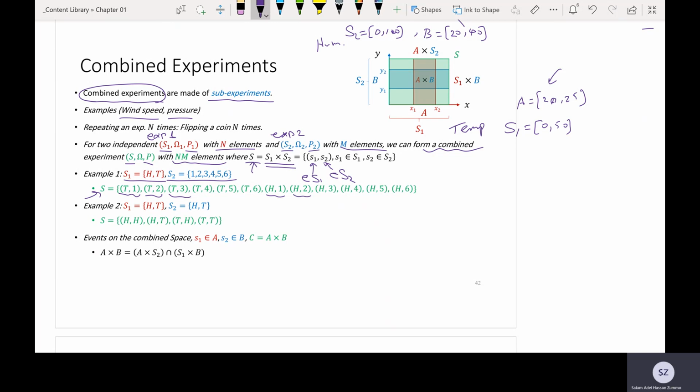What is the total number of elements in S, the combined one? It's 2 multiplied by 6, because it's possible to have head and any one of them, and possible to have tail and any one of them. So it's basically 2 multiplied by 6. This is the total number.